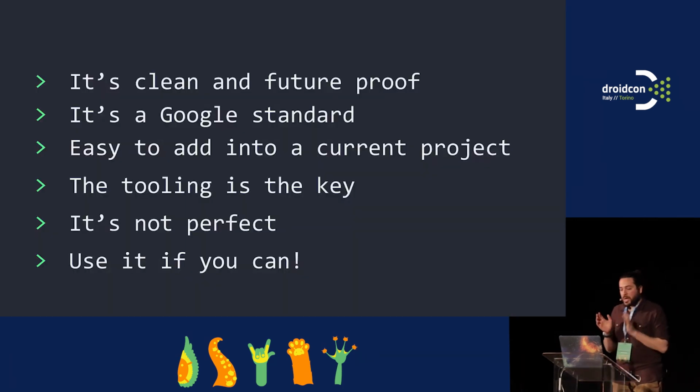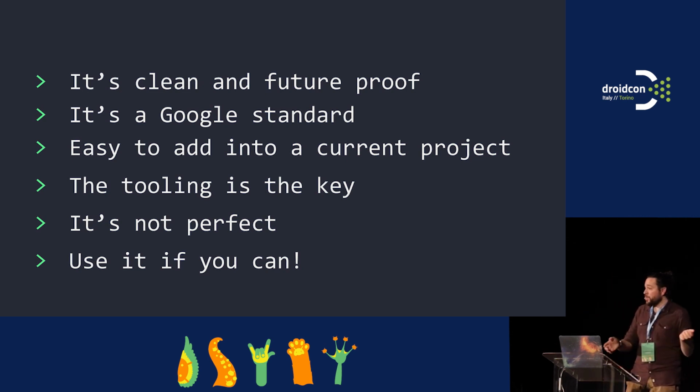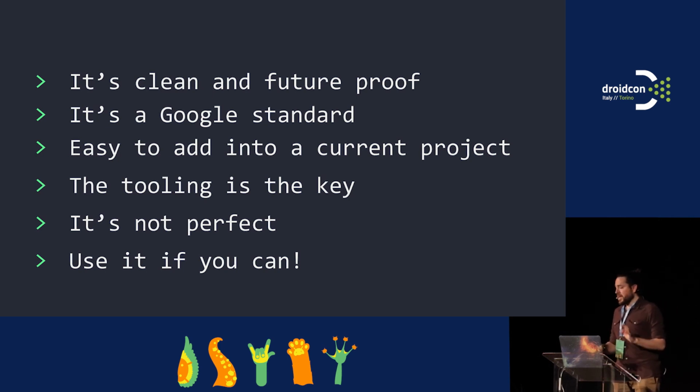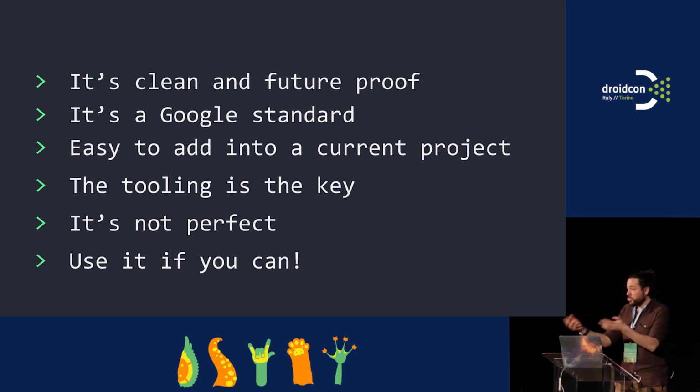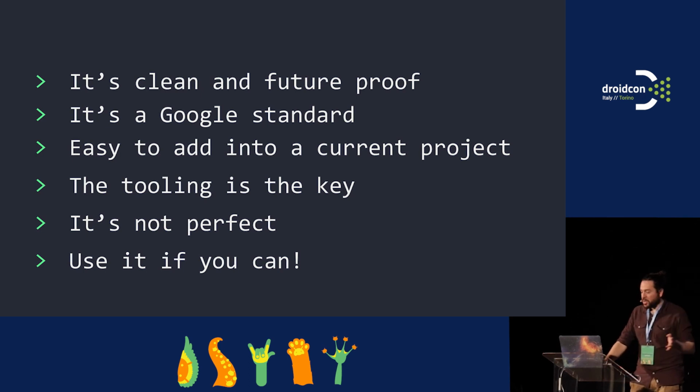And as a conclusion, I want to tell you that Nav Component is clean and future-proof. I have experimented with it since last July. It's a Google standard, and I really like the idea of Google providing development standards on Android. It's very easy to add to a project, I can tell you. And the tooling is crazy. I've not been able to show you the tooling, but if you have a very complex flow and you can show that to the product team, they are extremely happy to understand how complex the thing they want you to develop is. And of course, it's not perfect, but I really encourage you to test it if you can. Thank you.